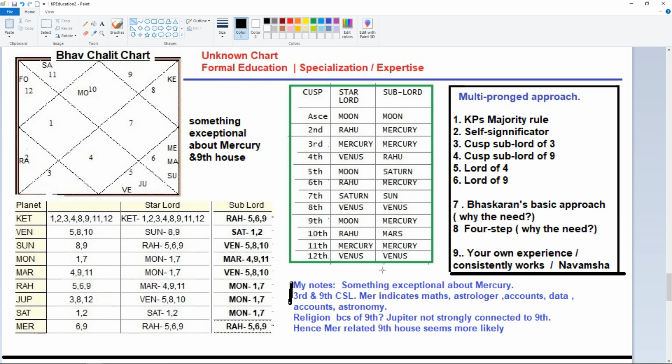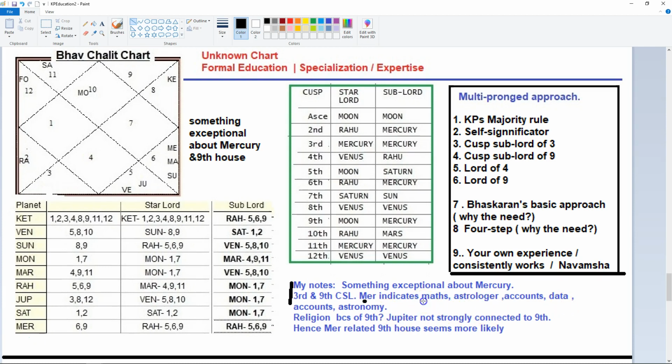Old astrology, Parashari astrology, whatever, as many books as you can read, as many horoscopes as you can see. Now, since the multi-pronged approach has made you confident that this horoscope belongs to a person who might have some very good area of specialization, but what? So Mercury usually indicates mathematics. It makes a person an astrologer also, or someone who is very good in accounts, somebody who can become a data scientist or in astronomy.